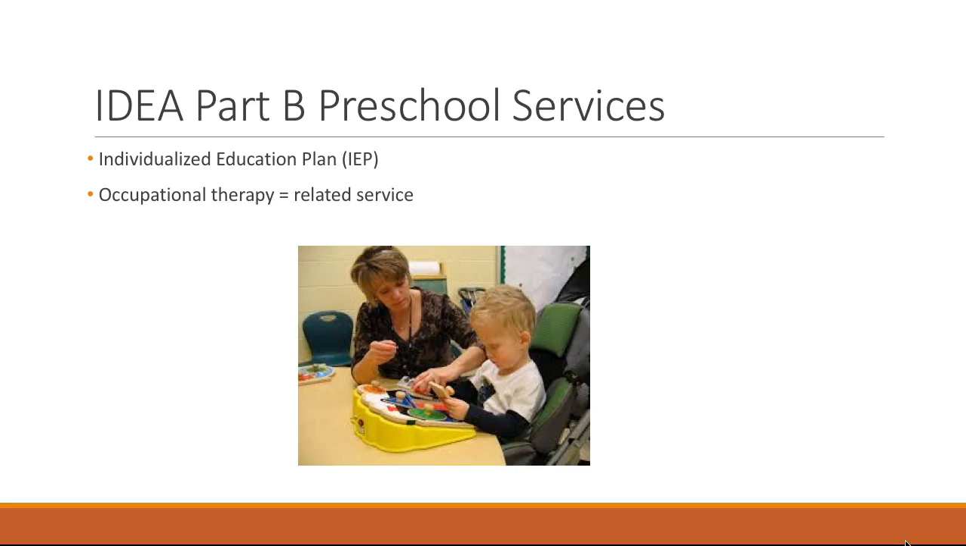If a child qualifies for Part B services according to the school district's evaluation, then an individualized education plan, or IEP, is developed. Part B of the IDEA specifies that an IEP must be designed to include special education and related services for all children from 3 to 21 years of age. Occupational therapy is considered a type of related service under Part B, which means that it's a developmental, corrective, or supportive service required to assist the child in participating in their education.